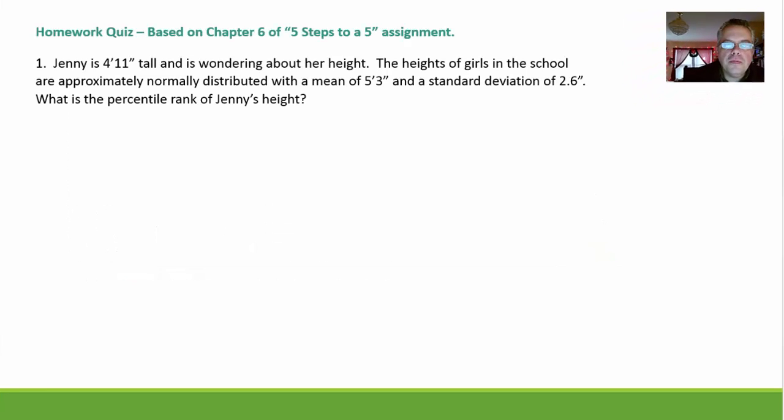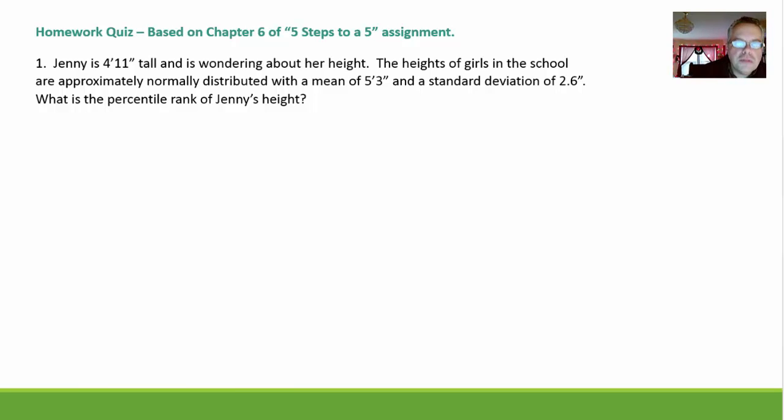The first problem was based on Jenny, who was 4 foot 11 inches tall. The heights of girls in the school are approximately normally distributed, with a mean of 5 foot 3 and a standard deviation of 2.6. What is the percentile rank of Jenny's height? The first question is, what do they want? They want to know what percent of girls are below Jenny in height.